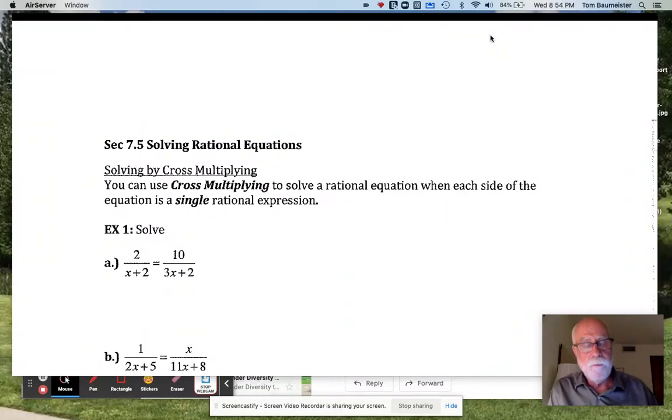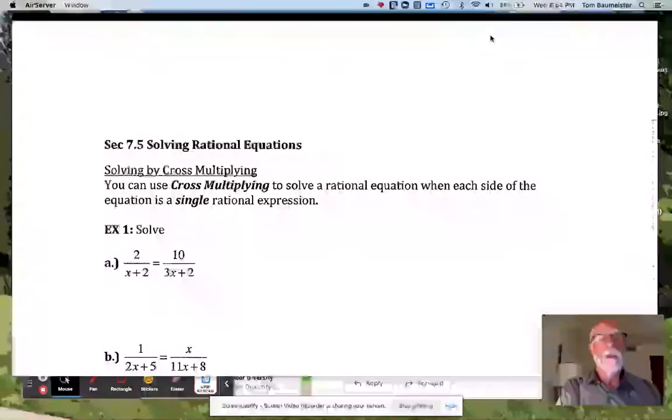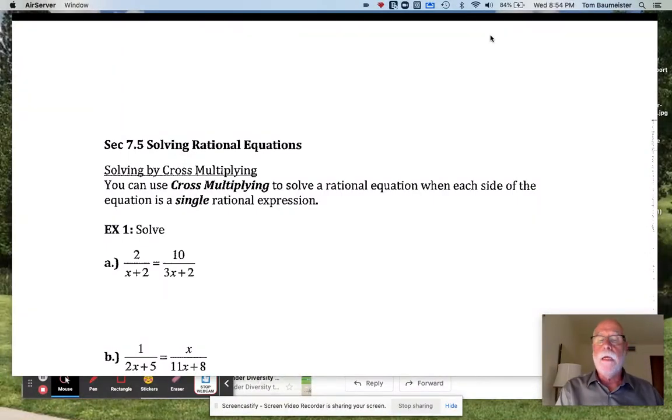So section 7.5 is solving rational equations, and we're going to look at a couple of ways to do these. First way is solving by cross-multiplying. You can use cross-multiplying to solve a rational equation when each side of the equation is a single rational expression. So that means it's one by itself.